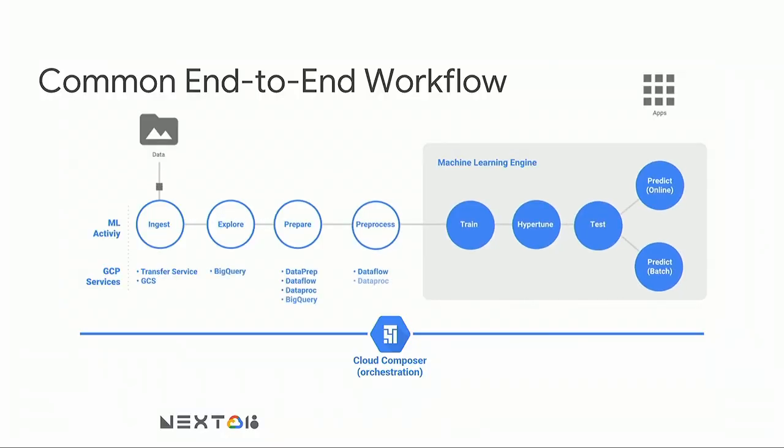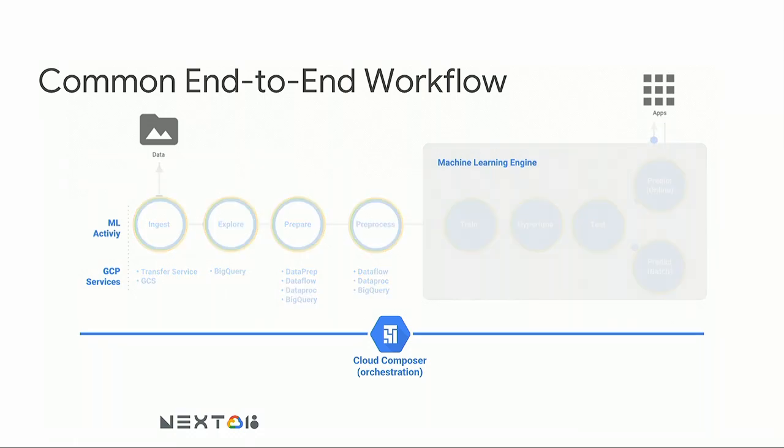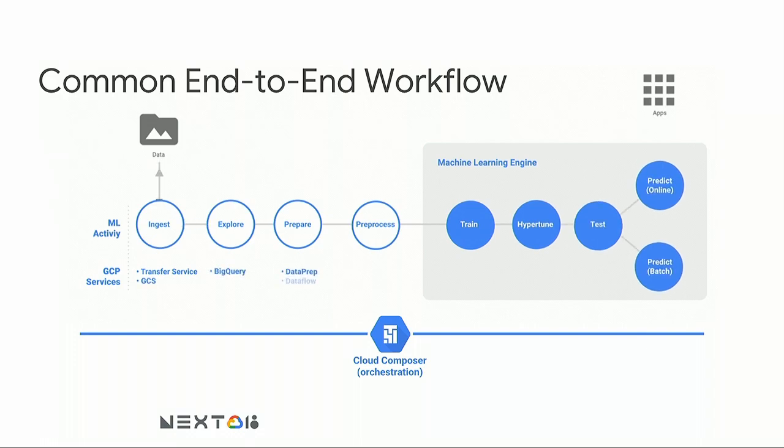So what does the typical workflow look like inside of Google Cloud? This is sort of a superset of what I've covered here today. It goes through the steps of all the tools you need, from data ingest, all the exploration capabilities, preparing and wrangling that data, maybe doing some level of pre-processing, and then getting into the machine learning components: training, hypertuning, testing, and then deploying those models either in online predictions or in batch predictions. And at the bottom there, this whole thing can be run by Cloud Composer. It's that orchestration layer.